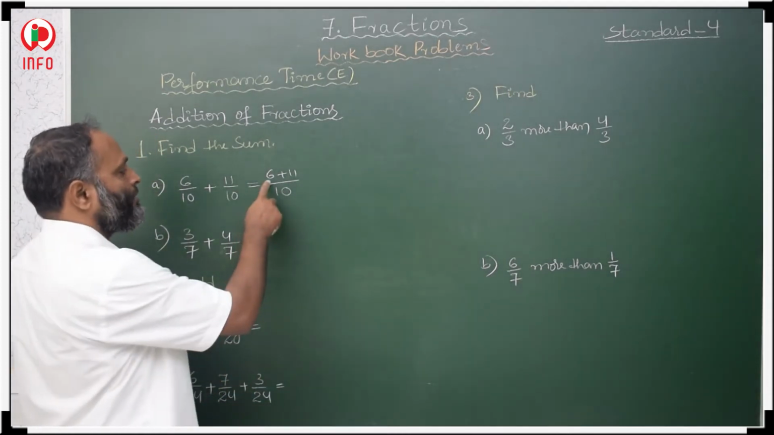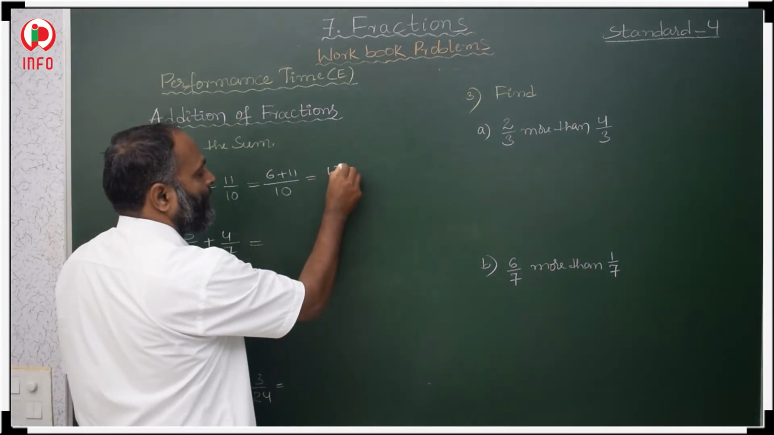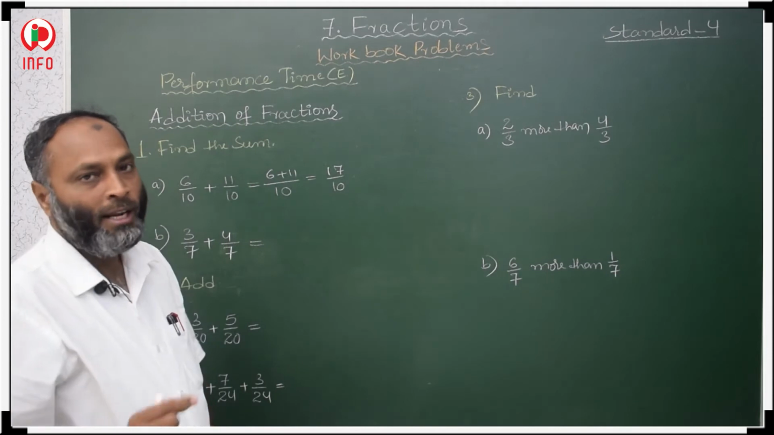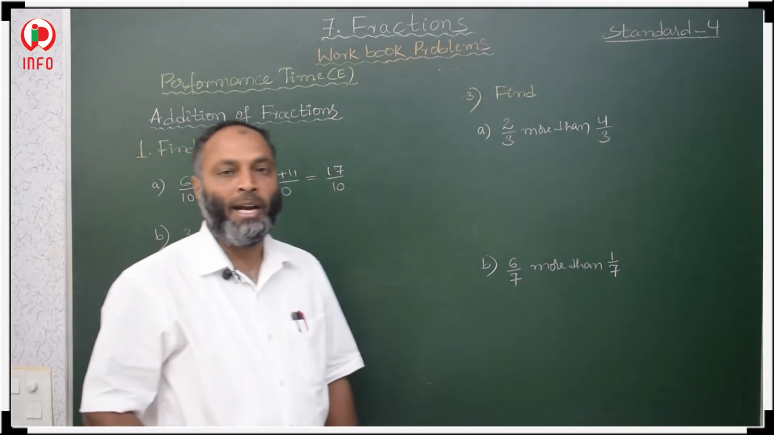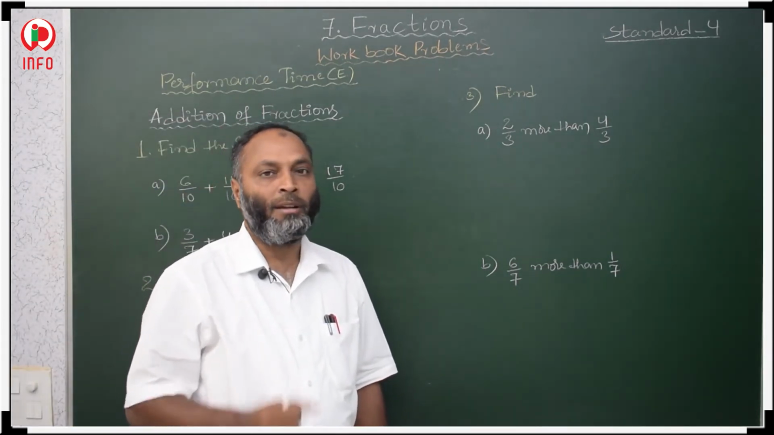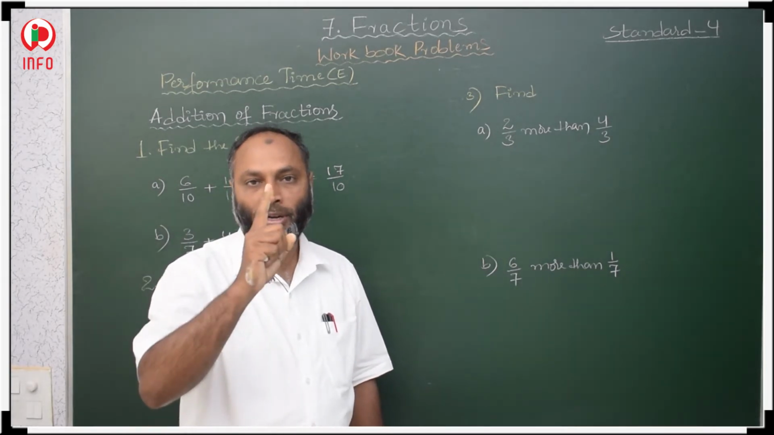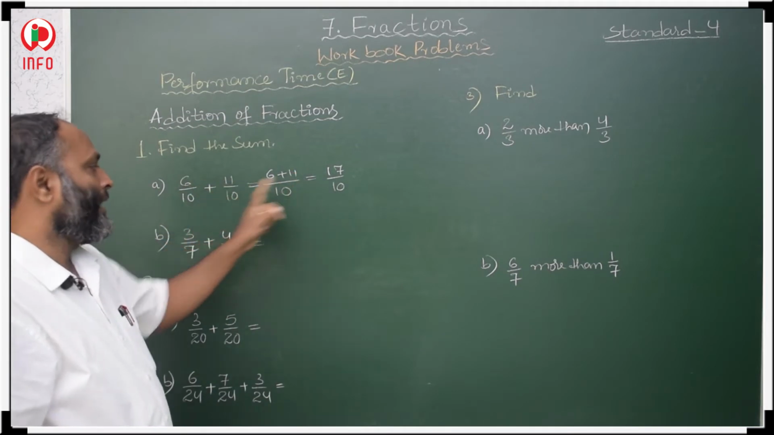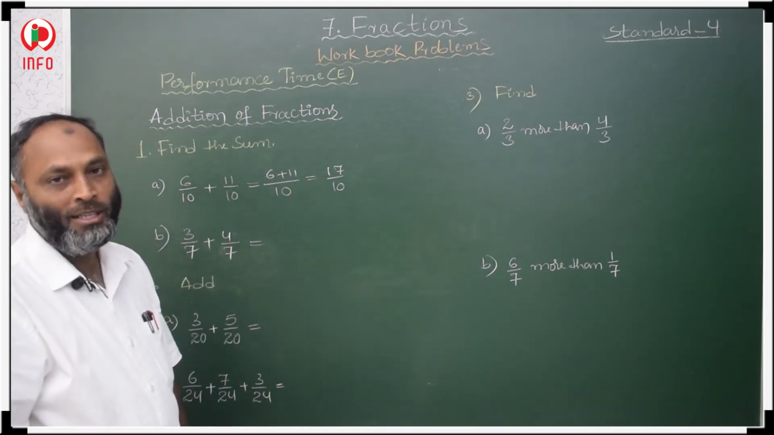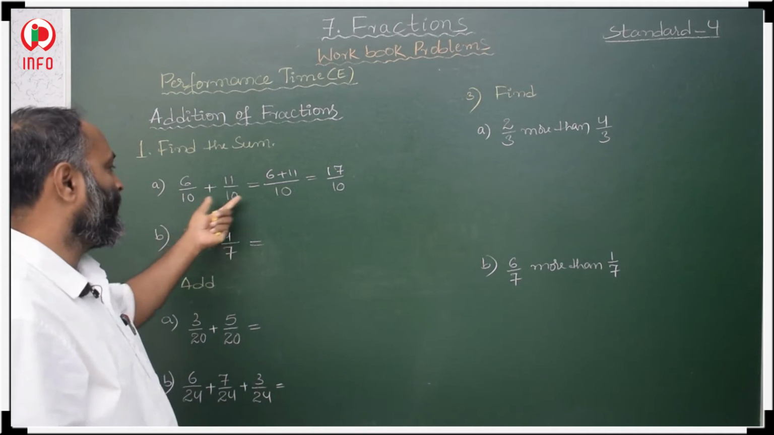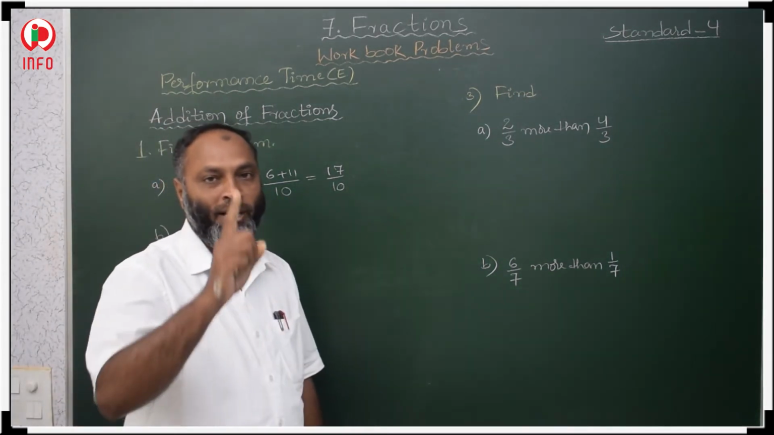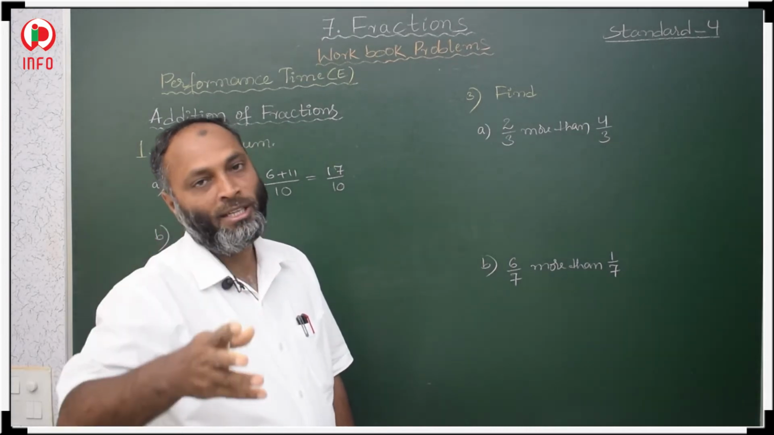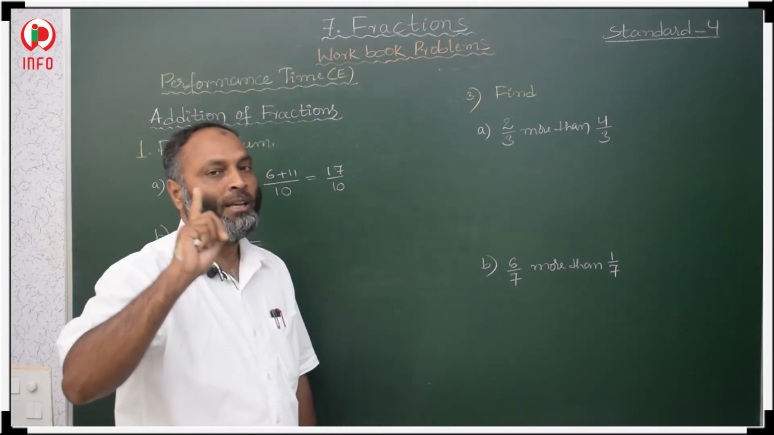Then 6 plus 11 is 17 by 10. This is the sum. When like fractions are given, we just add the numerators and write the common denominator one time, only one time. Don't add 6 plus 11 is 17, 10 plus 10 is 20. No, it is not correct. We have to take the common denominator only one time, whether it is 2 times, 3 times, 4 times, 100 times, 1000 times, whatever it is.